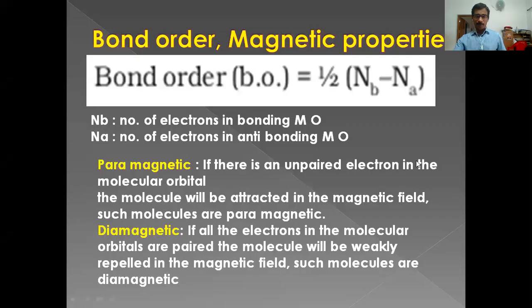Today we continue molecular orbital theory. When we study molecular orbital theory, we have to study some terms, that is bond order and magnetic properties.